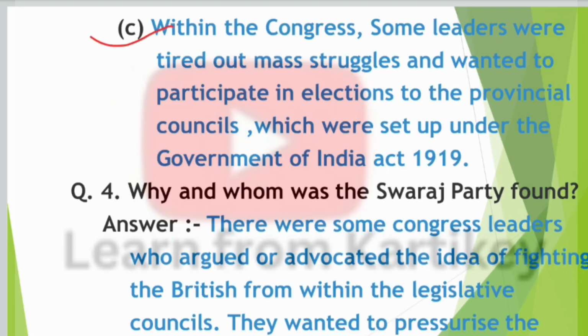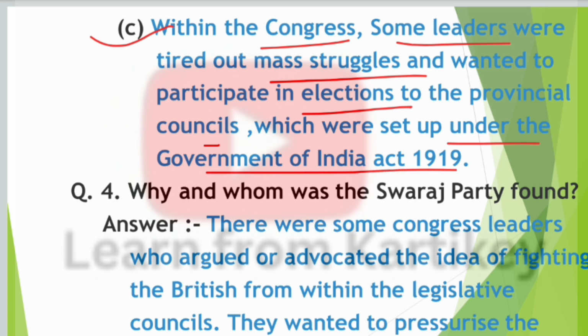Third point, within the Congress, some leaders were tired of mass struggles and wanted to participate in elections to the provincial councils, which were set up under the Government of India Act 1919.